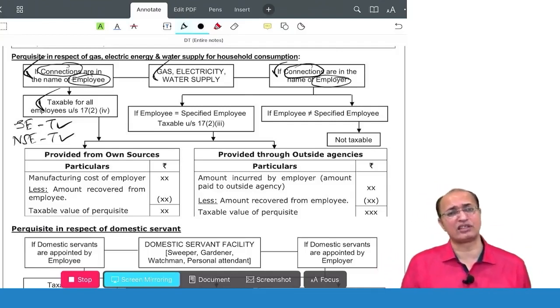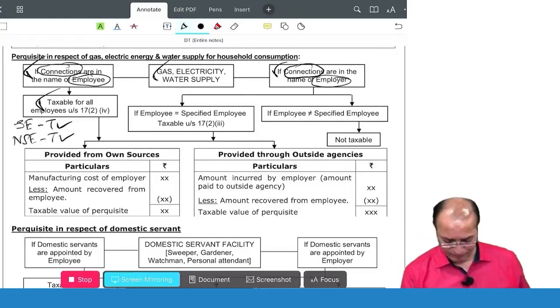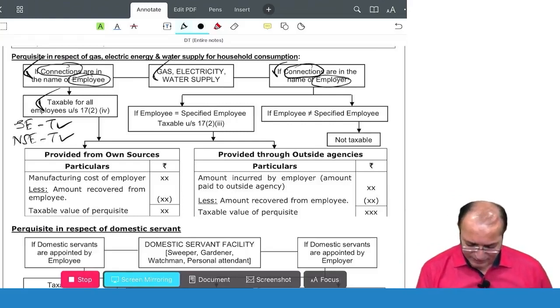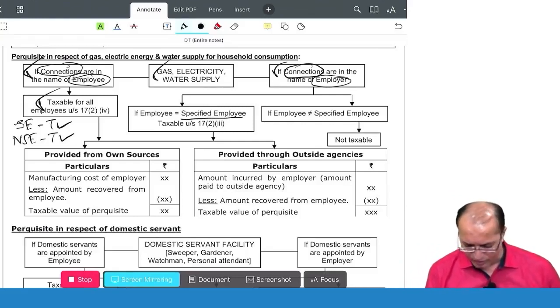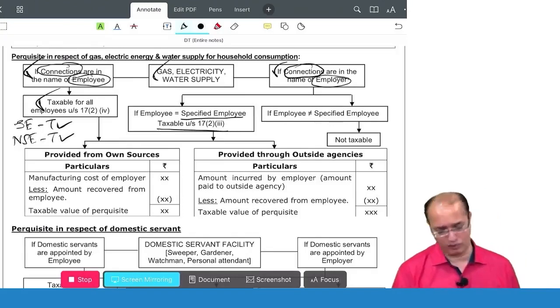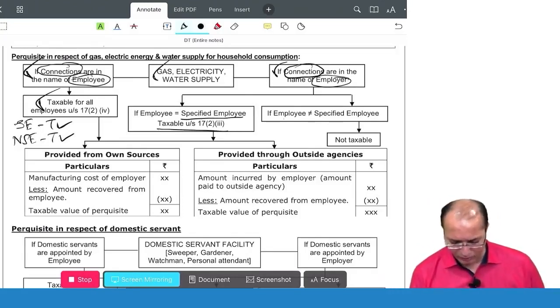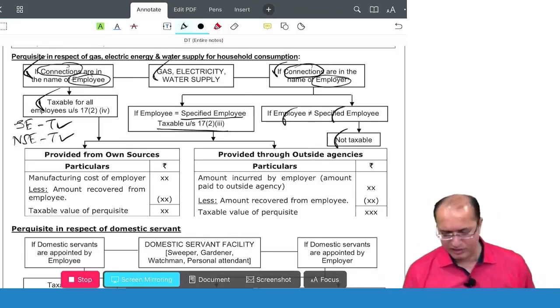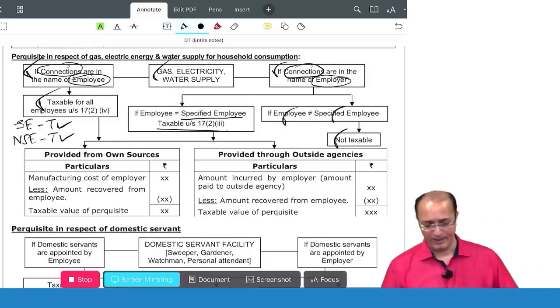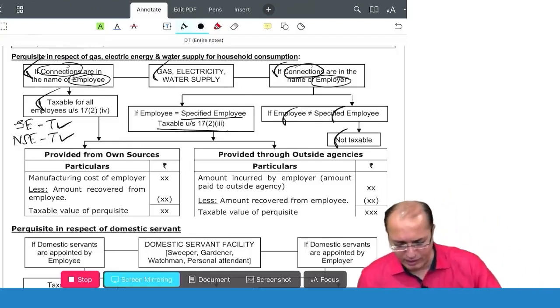In that case, we say that it is covered by 17(2) clause 3. It is in the nature of a non-monetary benefit. So if the employee is a specified employee, then it is taxable under 17(2) clause 3. If the employee is a non-specified employee, then it is not taxable. Have you understood this very, very clearly?